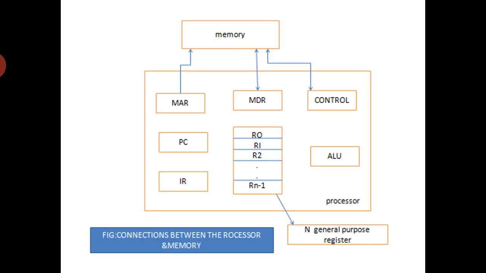Along with this, we already know about the controller, what is the operation of the controller, and the ALU. Next we have to know about the general purpose registers. Here we have n number of general purpose registers. These registers are used to store information. The data is stored temporarily in these general purpose registers. Next we will look into how the data is transferred among these registers and from memory to the processor.